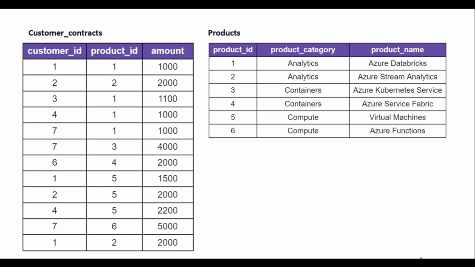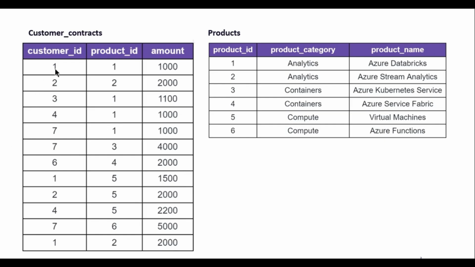So now, if we see for the product category column, there are three product categories that we can see. The first one is analytics, the second one is containers, and the third one is compute. So there are three distinct product categories in our sample input table. Now, since we have to find the customers who have purchased at least one product from each product category.